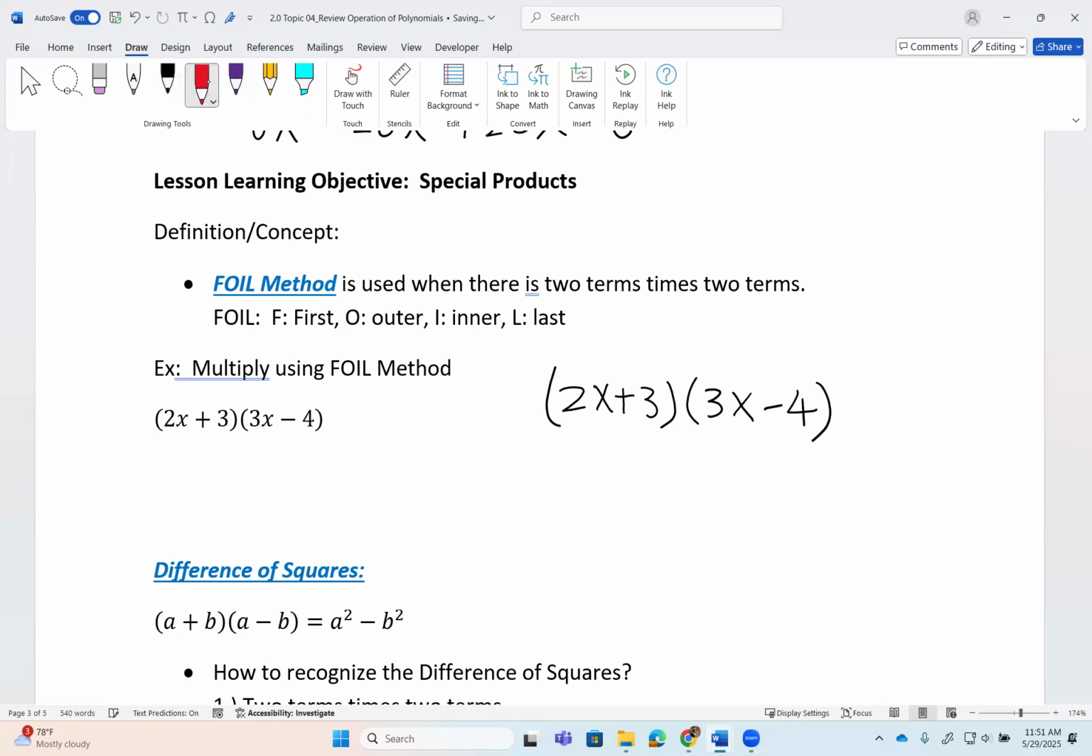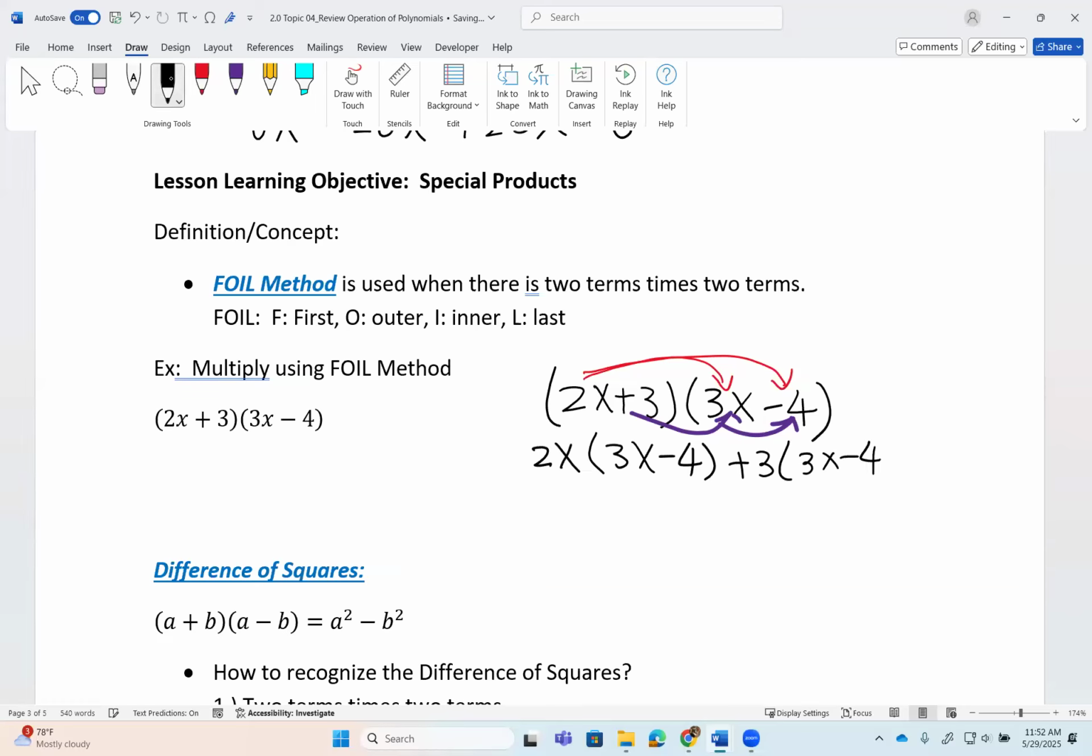So basically, this 2x will multiply the two terms in the second parenthesis. 2x will times 3x minus 4. So I'm going to write it out. If I write it out, it will look like this: 2x times 3x, and 2x times negative 4. It's the distributive property. And then positive 3 will do the same thing. Positive 3 will do a distribution itself onto the same two terms in the second parenthesis. So basically, it's like this when you write it out. But the FOIL method is designed to be done just by looking at it.